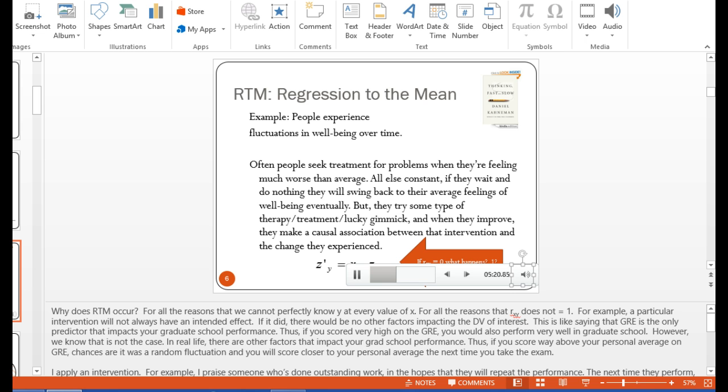So I apply an intervention as a practitioner or as a scientist, or I apply an intervention just in daily life. So let's say I'm at work and I'm a manager and I praise someone's outstanding work. They performed way above their personal average on a certain task. From what I've seen from them in the past, this particular performance is outstanding. So I feel pretty good. I'm like, yeah, they're going to do this next time because I praised them. Well, the next time they perform a similar task, it's not quite as spectacular. So I conclude that my intervention or my praise of their work, let's say I did a public recognition of some kind, just didn't do the trick.